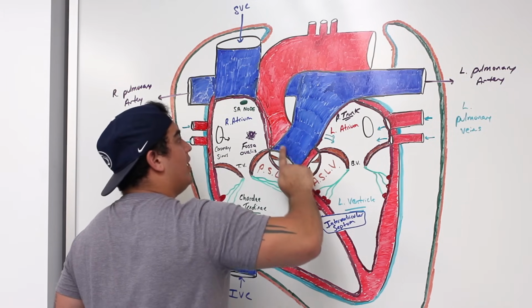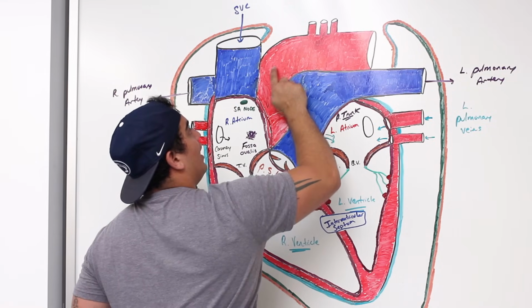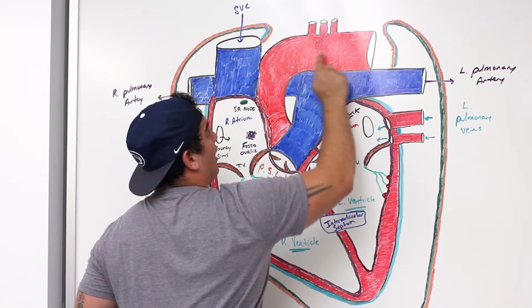The next thing, the aortic semilunar valve is separating the left ventricle from the aorta. So when the blood is going up here, it's going through the ascending aorta. So this right here is called the ascending aorta. And then we go up into this little arch called the aortic arch.